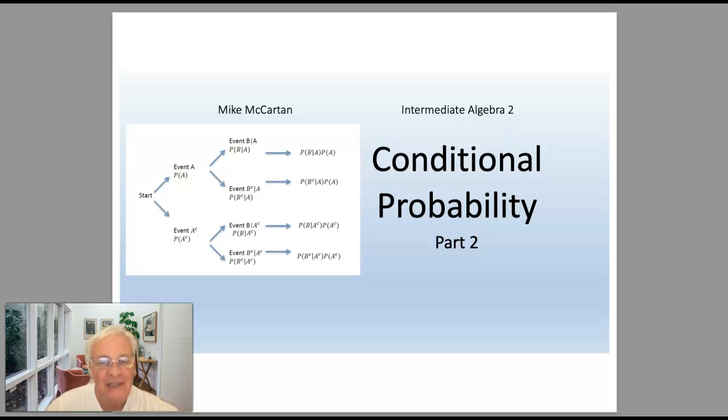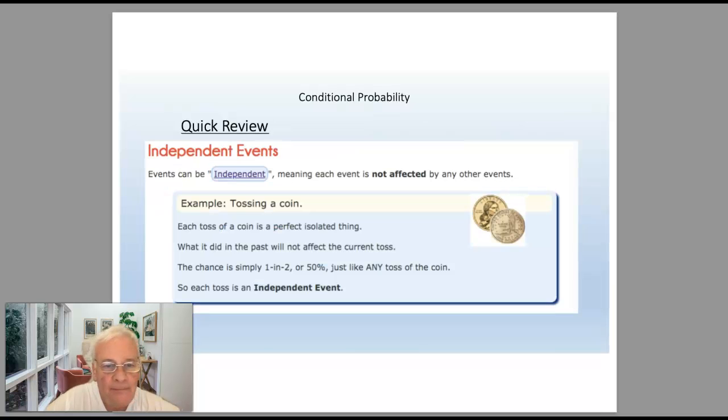Today we're going to look at conditional probability, the second part. We're going to be looking at these tree diagrams here today. Remember earlier we looked at contingency tables or frequency tables. Now we're going to look at the tree diagrams. Just a quick review.